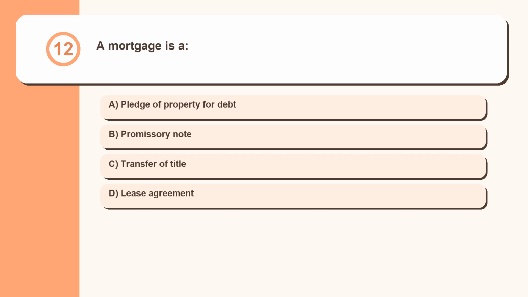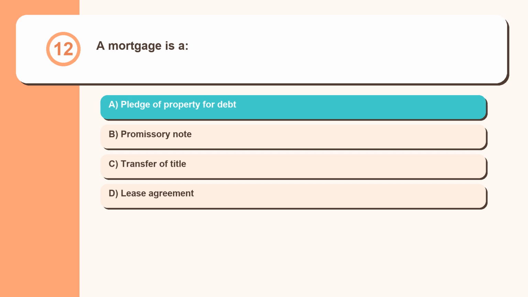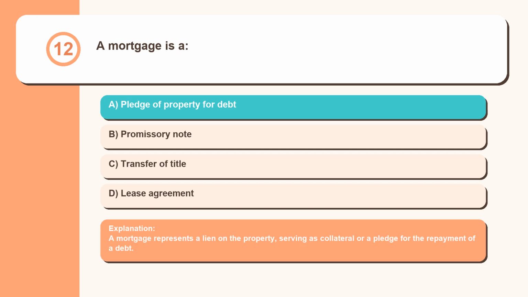Question 12. A mortgage is a pledge of property for debt, promissory note, transfer of title, lease agreement. A mortgage represents a lien on the property, serving as collateral or a pledge for the repayment of a debt.